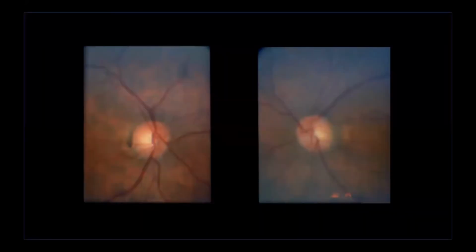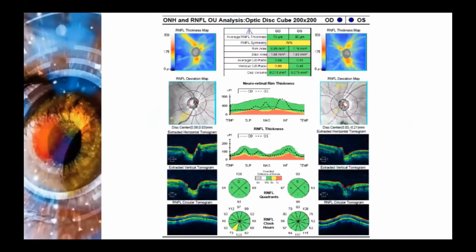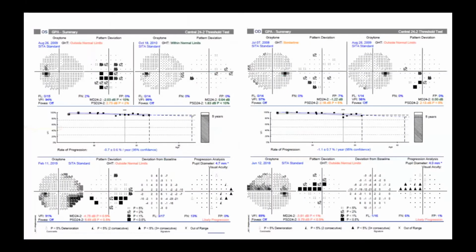So here are Mr. Garcia's initial optic nerve photos. You can tell they're taken with an old camera. His initial visual fields, which really were pretty normal, and his initial OCT, nerve fiber layer OCT. So at this point, he had normal intraocular pressures, fairly normal optic nerve appearance, and normal visual fields. We just opted to treat him knowing that he did have a significant risk factor, that being the presence of pseudoexfoliation.